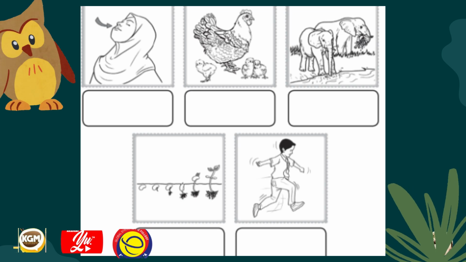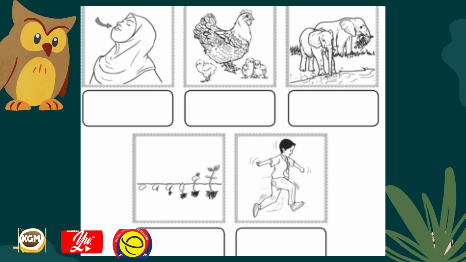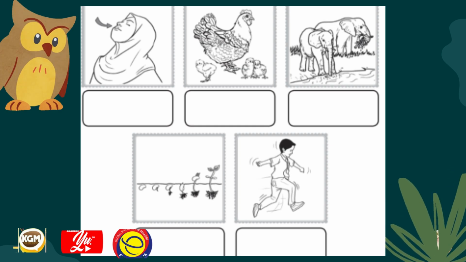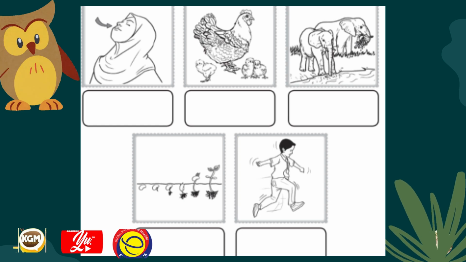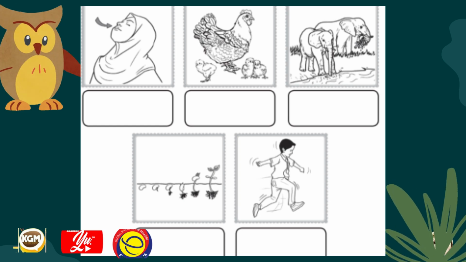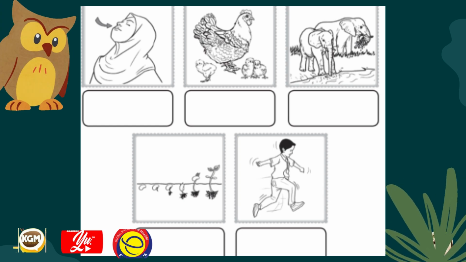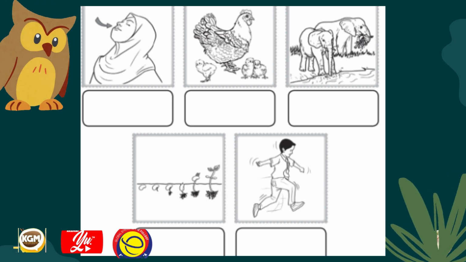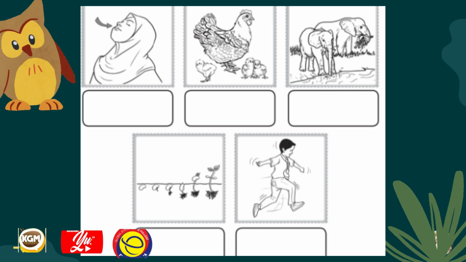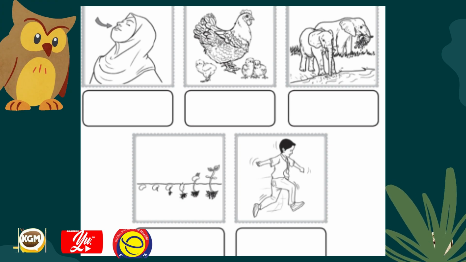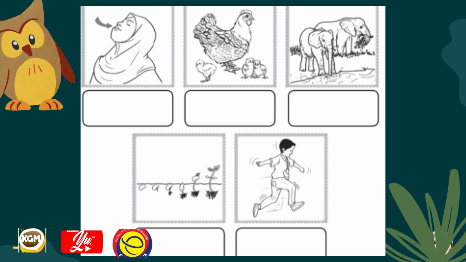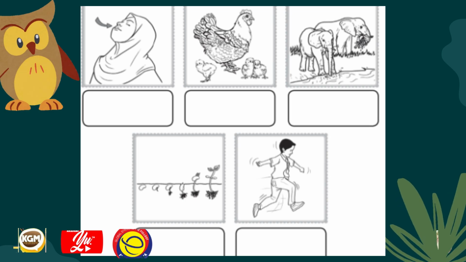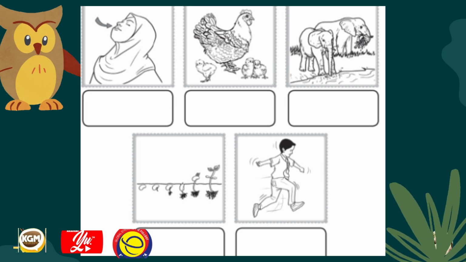Well, look at the fourth picture. There is a seed. It's becoming a very big plant. This shows living things can grow. Look at the last picture. What is the boy doing? He is jumping very high. This shows living things can move.